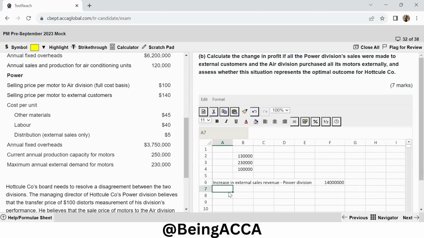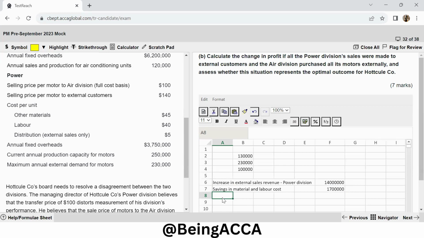Then the next thing that we have is the savings in our material and labor cost, since we are producing 20,000 units fewer. So we are saving on 20,000 units. And how much is the cost that we are saving on them? We used to spend 45 plus 40 on our labor and materials. So this is something that we will no longer be incurring.